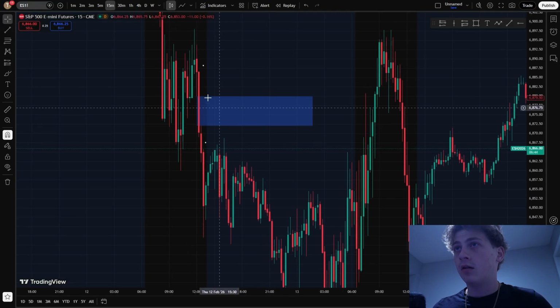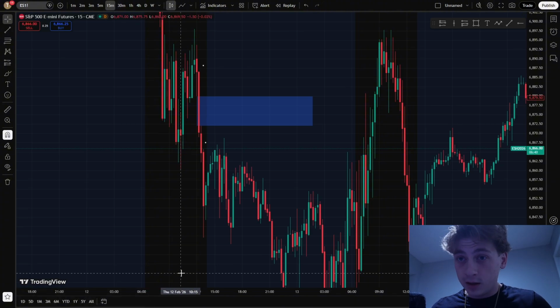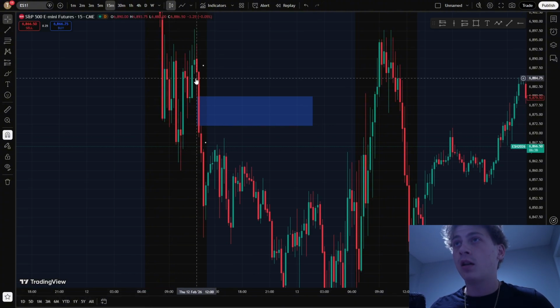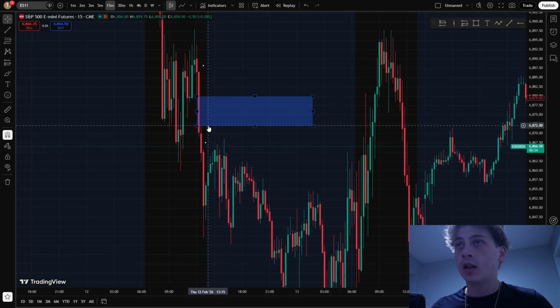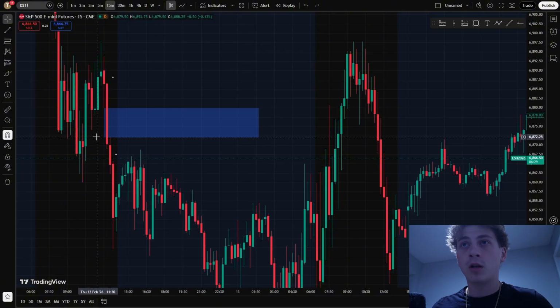You can see here we left this big candle, and the reason this is a fair value gap is because the wicks, this wick here and this wick, do not come into this area here. So the part you're going to mark out, there should be no wicks.